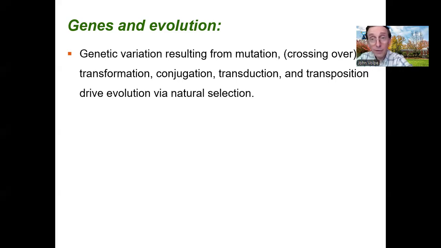So crossing over and transposition do not make new genetic variation, but they make new combinations of variations. What they're doing is they're shuffling up the genes in the population. Any question about any of that?